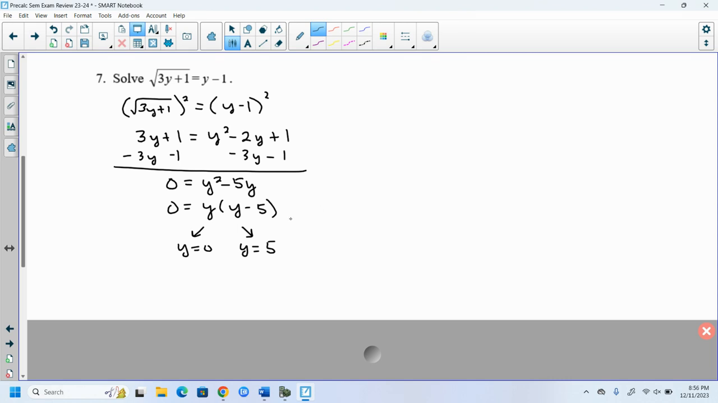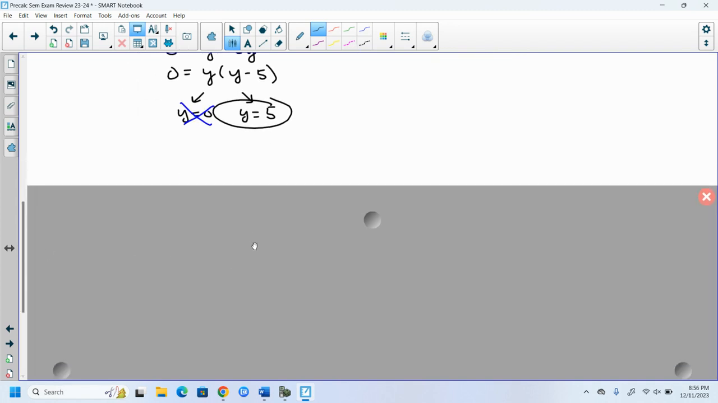Now, you test those. If I plug in 0, I will end up with 3 times 0 is 0 plus 1. I end up with the square root of 1 equals 0 minus 1, which means 1 equals negative 1. That is not true. So y equals 0 does not work. y equals 5 will work. I'm not going to go through it. You can do that on your own. So we will get y equals 5 as an answer.